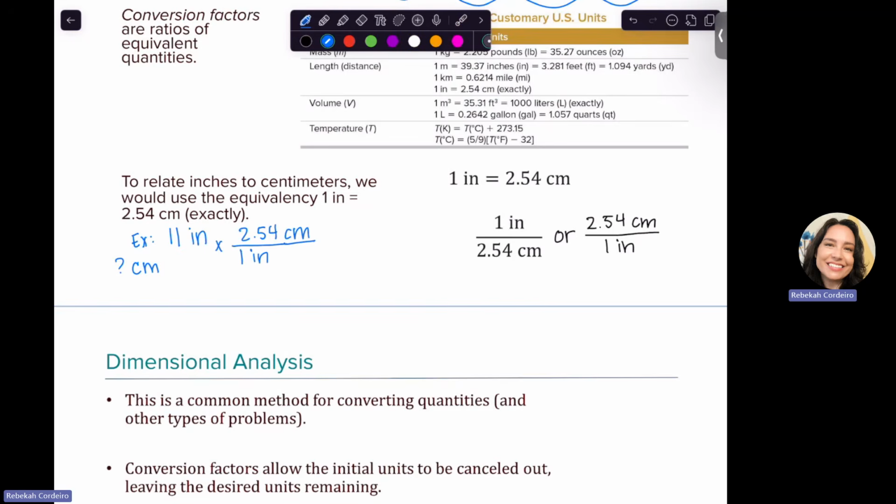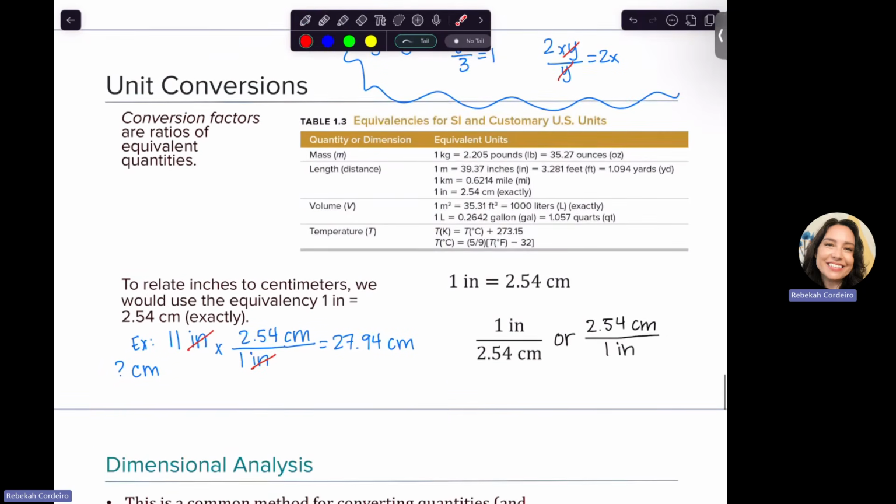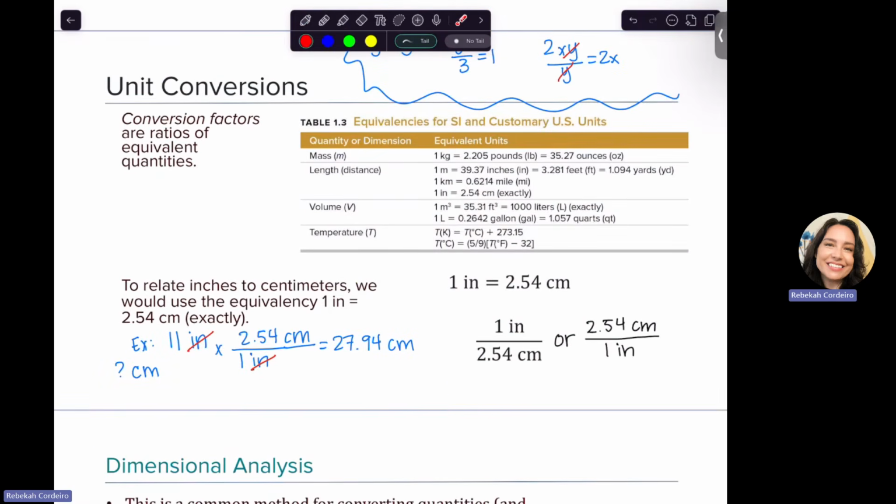Now this is going to change my number, like my answer, right? But it's not changing the actual measurement. The paper is still 11 inches long, but 11 inches corresponds to 27.94 centimeters. I'm telling you in a different way, but the length didn't change. So I essentially multiplied it by 1, right? Because two things equal to each other on top of each other equals 1. That's the whole rule of this unit conversion thing. We're going to call it dimensional analysis.